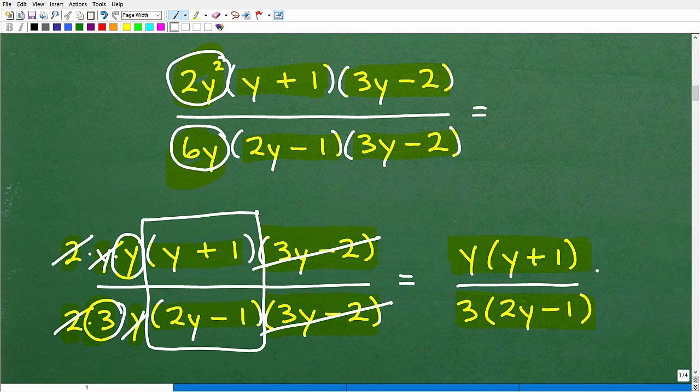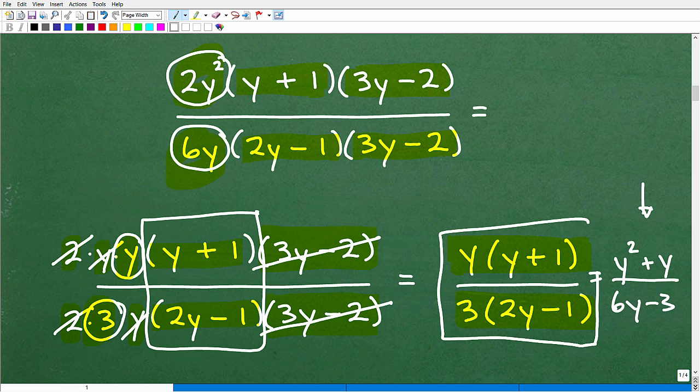Okay, now you could distribute this y back in. That's not necessary. If you gave me this answer right here, I would definitely give you full credit. But just so you know, if some of you want y squared plus y, and you distributed that y back in, and then you went 6y minus 3, this is good as well, okay, and it's correct. But as your teacher, I would prefer you give me your final answer like so, because I like to see things just left as its factors. No need to take this extra step. Of course, you need to know that you can, but this is perfectly fine.